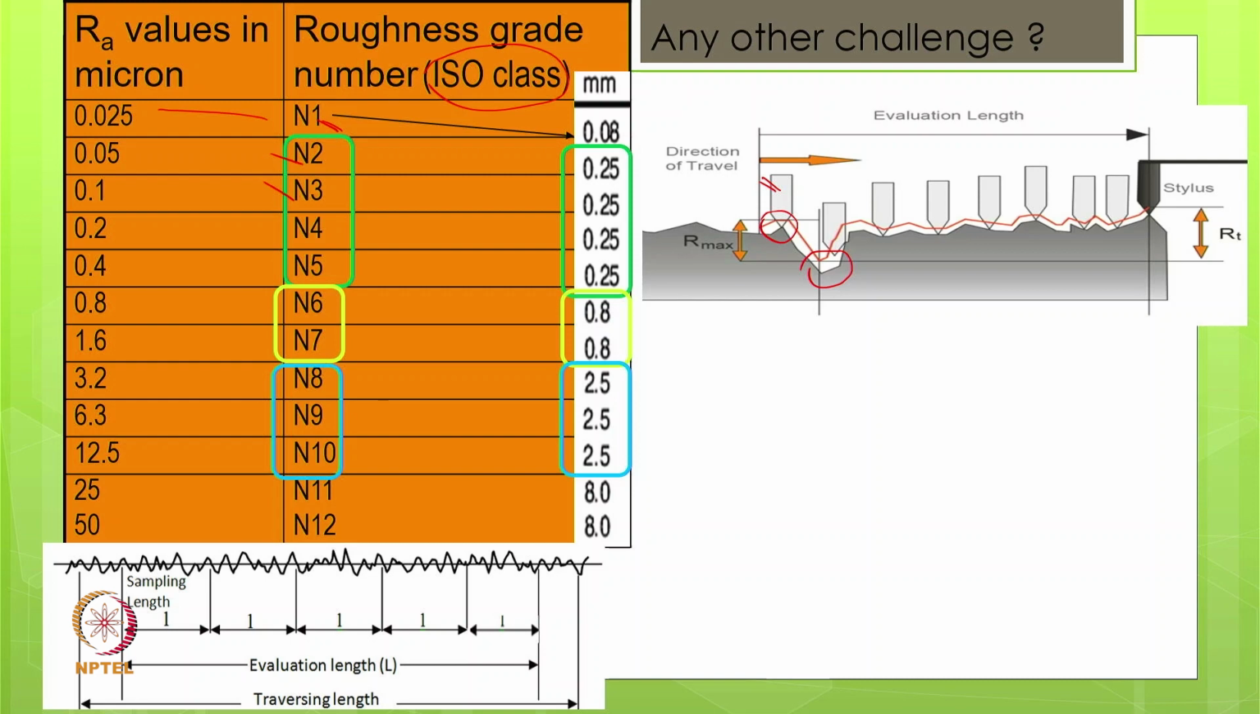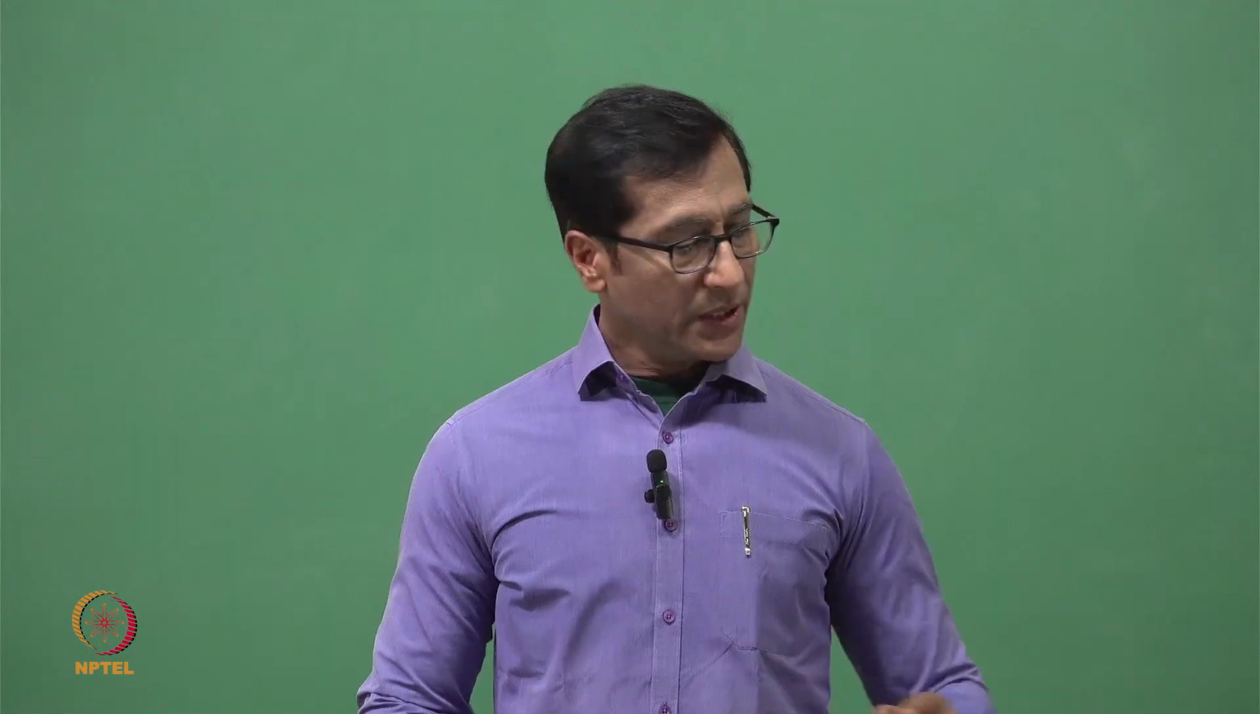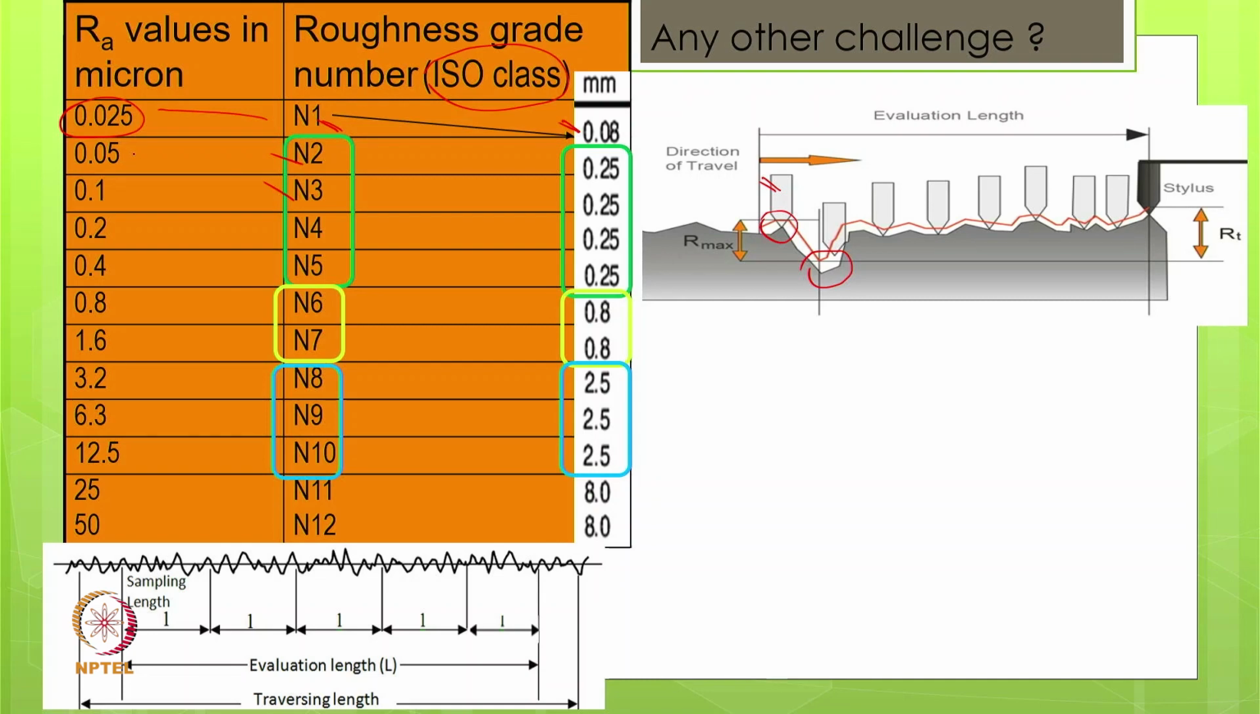Now for each surface roughness, we have to have a different sampling length. That's what we mentioned. If the surface roughness is something like 0.025, the sampling length should be on the order of 0.08 mm. Now, if the surface roughness has gone from 0.05 to 0.4, then for this evaluation the sampling length can be 0.25. Then for 0.8 to 1.6 micron surface roughness, the sampling length has to be 0.8 mm. And last, for 3.2 to 12.5 micron, the sampling length needs to be 2.5.